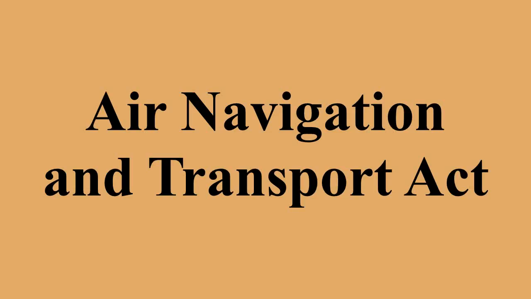The Air Navigation and Transport Act is an Act of the United Kingdom Parliament in 1920 which gave the British Empire the authority to control air navigation in the Commonwealth countries and territories. It also put into effect the International Commission for Air Navigation.